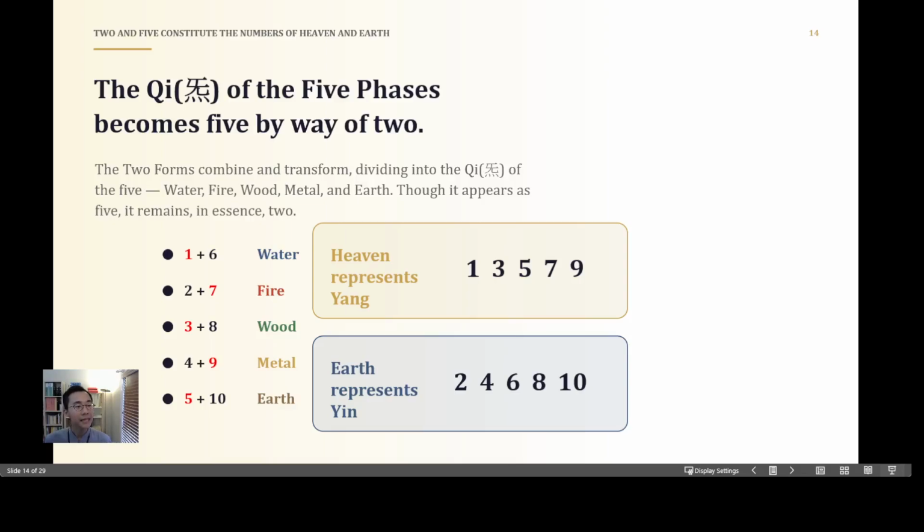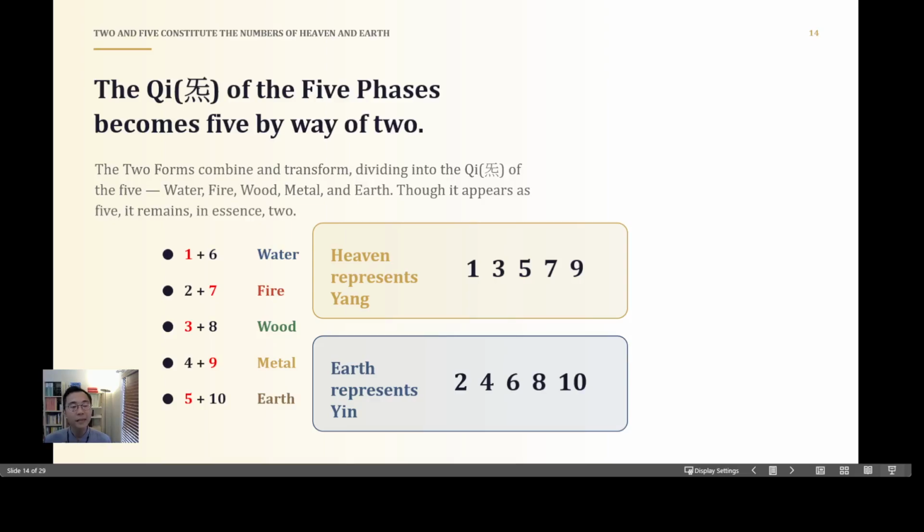Fire is the combination of 2 and 7. The image of fire is number 2 and 7. Wood, this image, behind this image, we have numbers 3 and 8. 3 is from heaven, 8 is from earth. Metal, this image, includes two numbers. One is from Yang, that is 9. One is from Yin, that is 4. Earth also includes two numbers, 5 and 10.